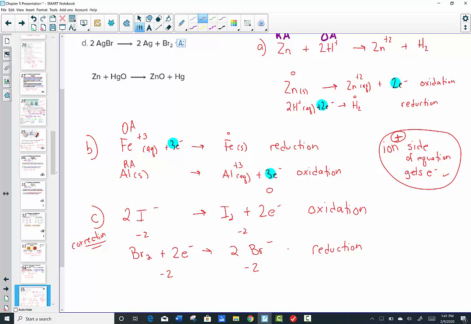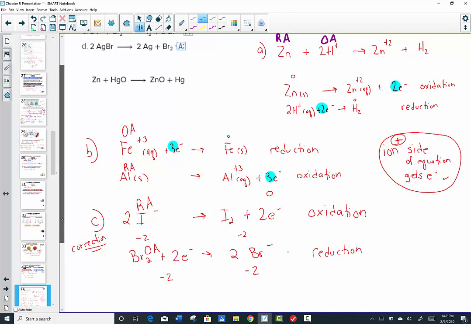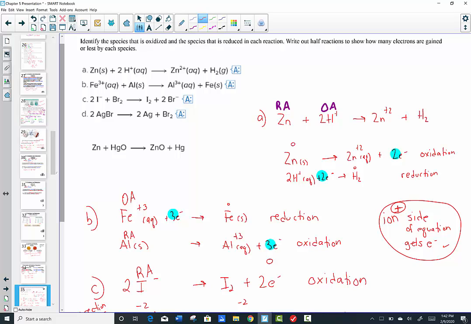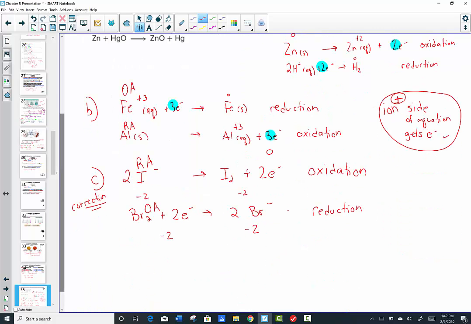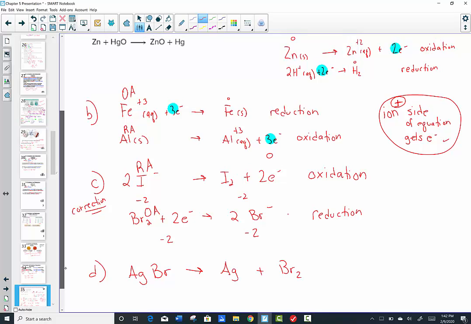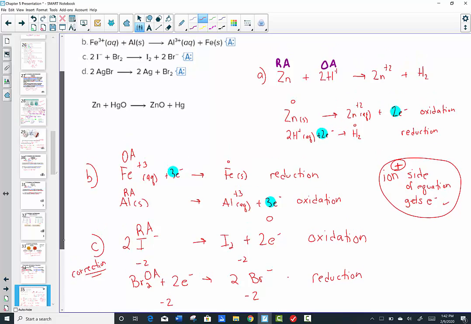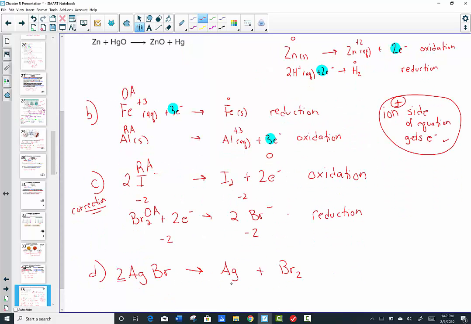All right, so that means the I negative was oxidized, so it's the reducing agent, and bromine was reduced, so it is the oxidizing agent. That was C. I think I'll fit in D, silver bromide. So here, AgBr is now giving us the elemental form of both elements. Bromine is a diatomic molecule, so that's why you see it written as Br2, and then we had to go back and balance.